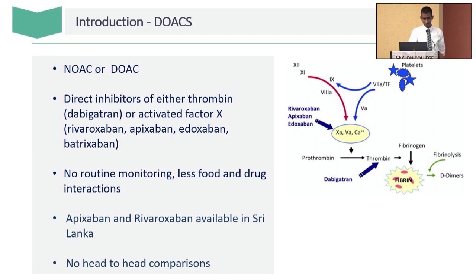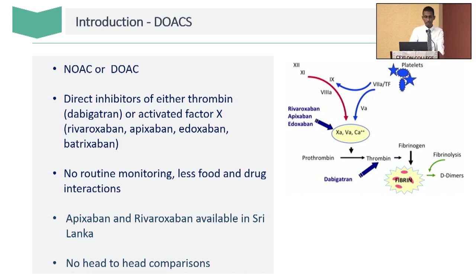So what are the drugs we have? So we have inhibitors of thrombin, which is dabigatran, which is required for the final conversion of fibrinogen to fibrin. Then we have anti-10A or activated 10 inhibitors: rivaroxaban, apixaban, edoxaban, and betrixaban. So the Xa here stands for 10A from your clotting pathway.